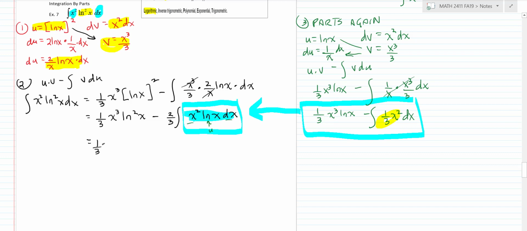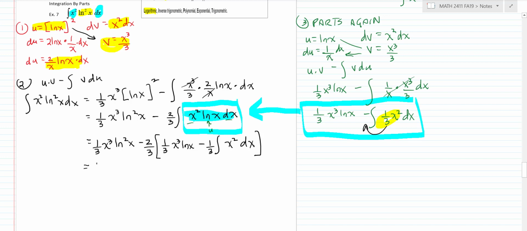So I'm going to bring this down. That's 1/3 x to the third ln squared x minus 2/3, and then put the rest of this stuff in here. I'm just replacing this whole integral with this. So it's 1/3 x to the third ln x minus 1/3 the integral of x squared dx. So that's where we are.